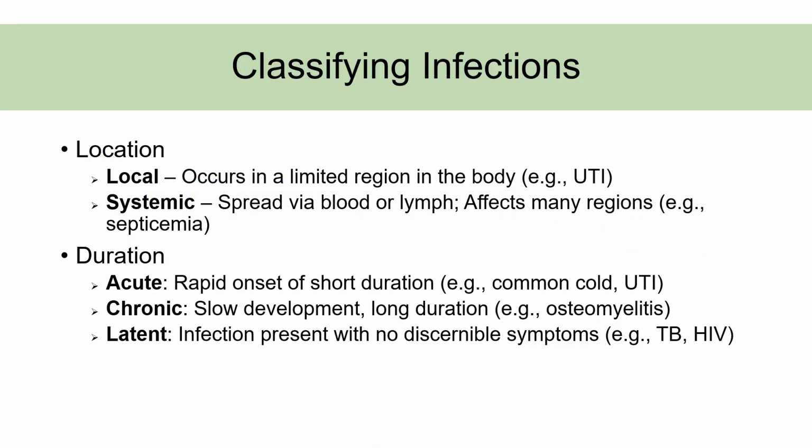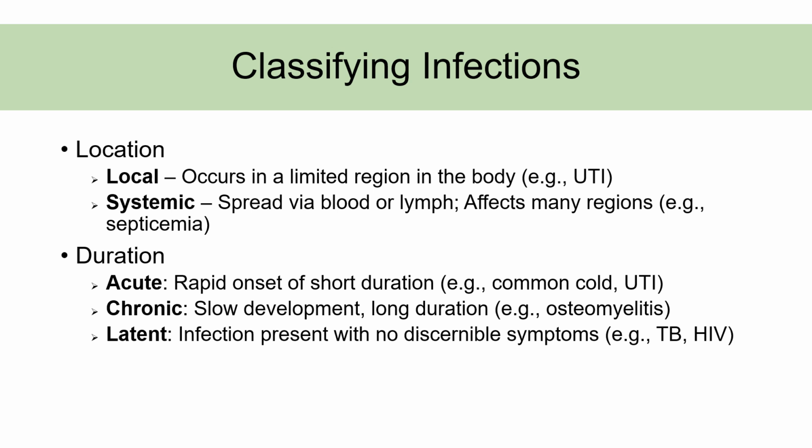Moving on to classifying infections. So this is important because this will determine how the infection is treated. So location, if this is a local infection, then we're going to call it local. That means it's only affecting one part of the body. If it's systemic, that means that it's in the blood or the lymph. So that means it's all over. So really important, if it's local versus systemic, it's going to affect the way that we treat it.